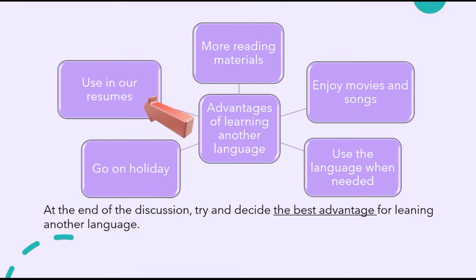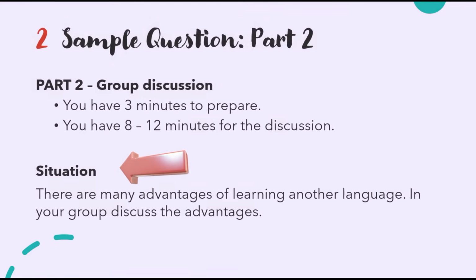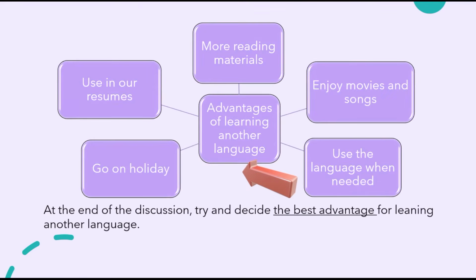Let's look at this mind map a little bit closer to get some understanding of the question. So this here in the middle is where you can find the situation. You saw this earlier in the first part of the question. Your task in Part 2 then is for you to speak and discuss about the 5 suggestions given here, which are the advantages of learning another language.